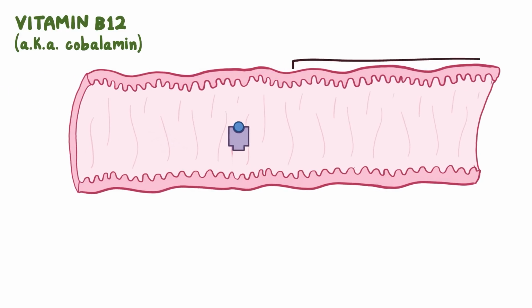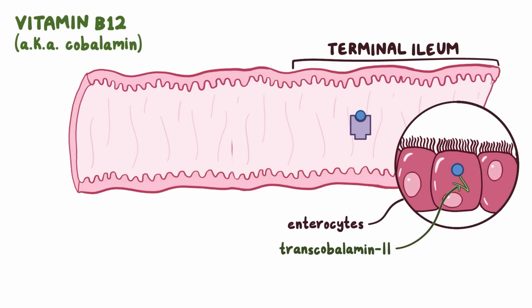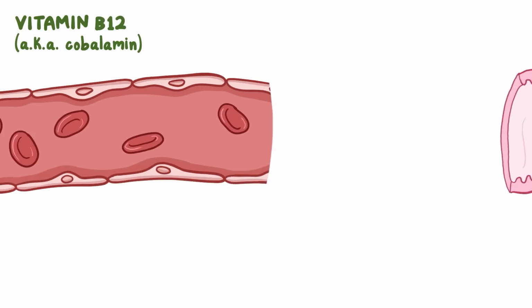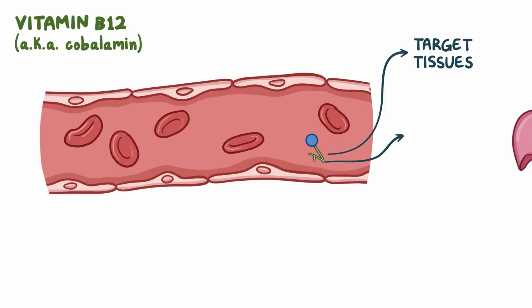When the complex reaches the terminal ileum, the enterocytes, which are the special cells lining the intestines, recognize intrinsic factor and absorb the whole complex. Inside the enterocytes, intrinsic factor gets removed and a special protein called transcobalamin 2 binds the free B12 and transports it into the blood, and from there to various target tissues. Some of the transcobalamin B12 complex gets to the liver, where B12 can be stored for several years.